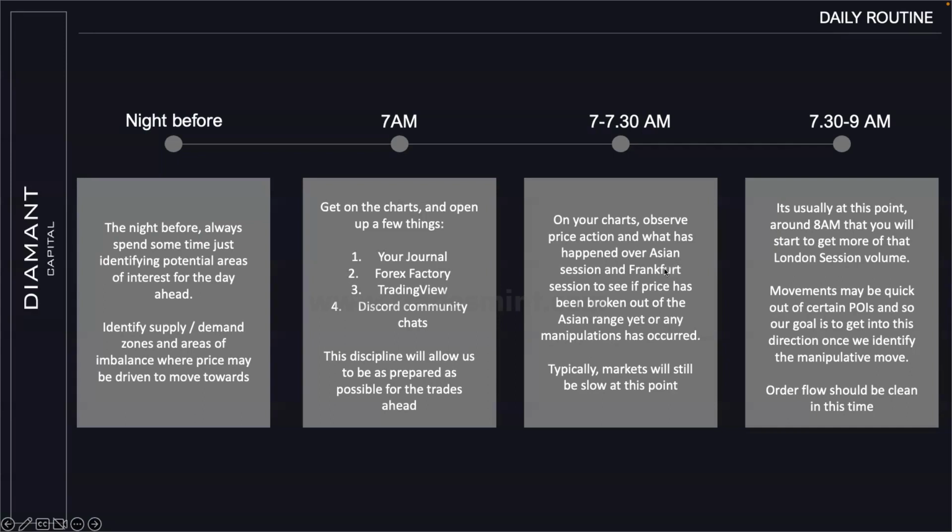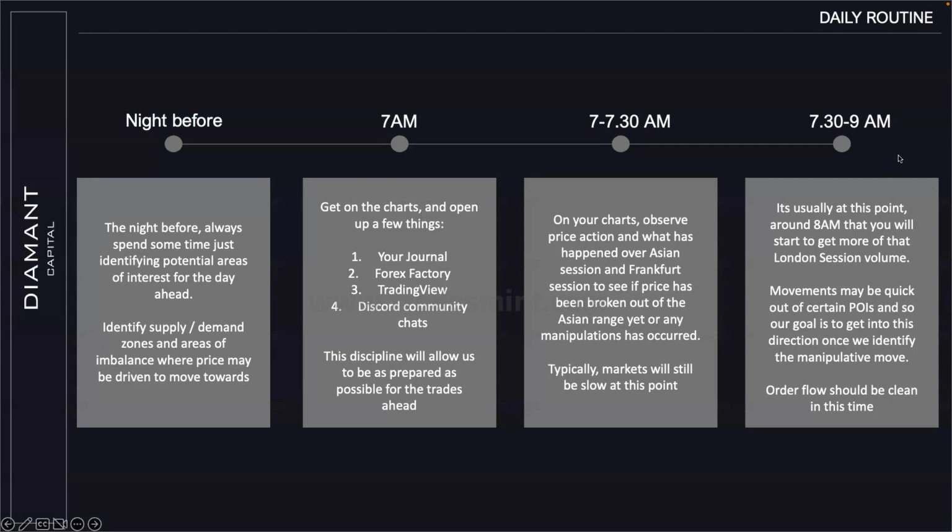And we're going to see if price has broken out of any Asian range yet, or if any manipulations have occurred. Typically, markets will be slow at this point, so don't expect too much movement. But what we are looking for is some kind of manipulation of that Asian range.